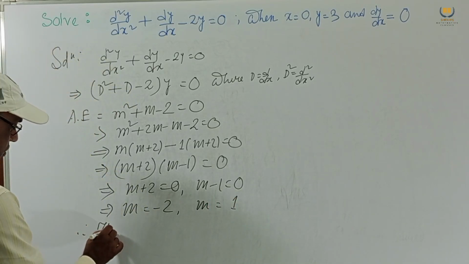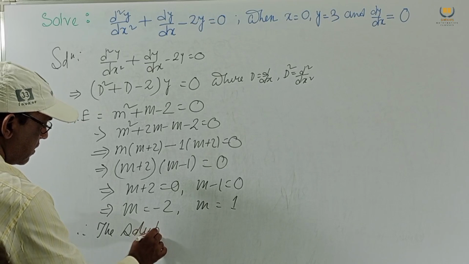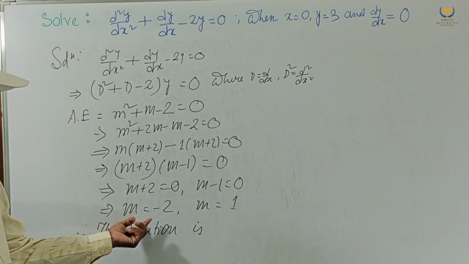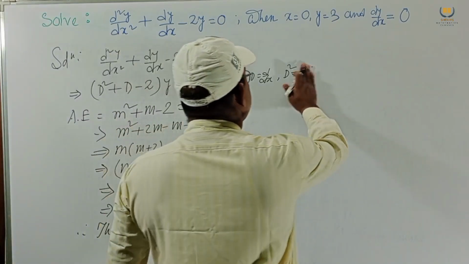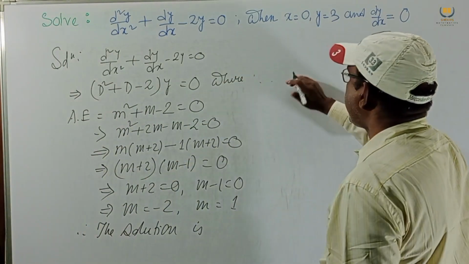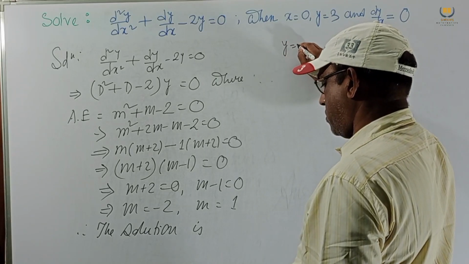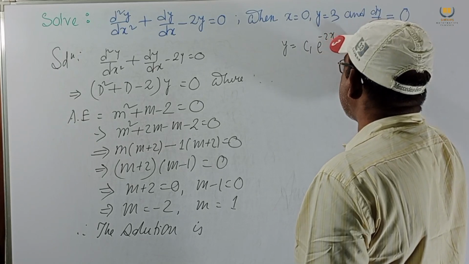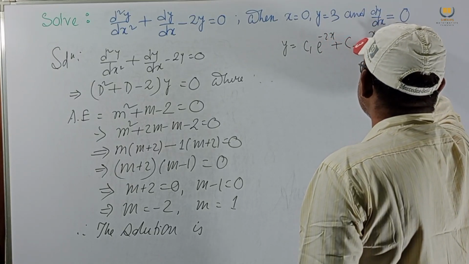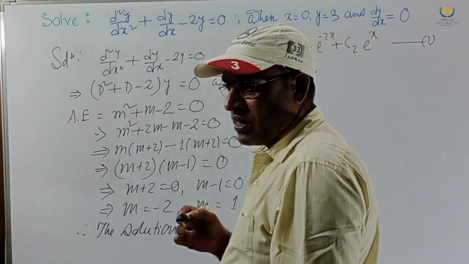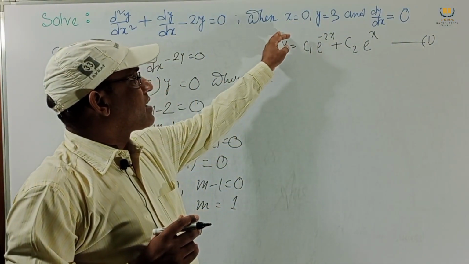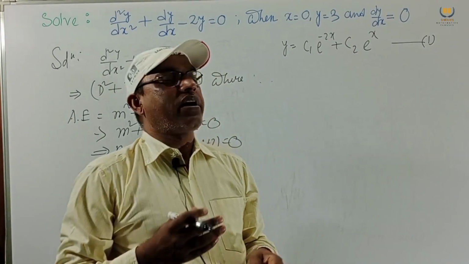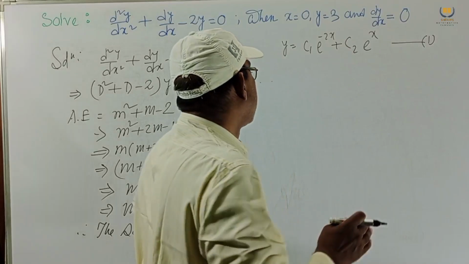Therefore, the roots are unequal, and the solution is y equal to c1 e to the power minus twice x plus c2 e to the power x. This is our solution, but here some conditions are given: x equal to 0, y equal to 3, dy/dx equal to 0. That means we have to find the constants c1 and c2.